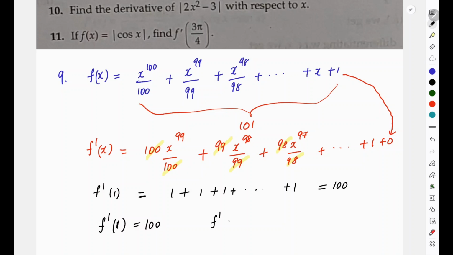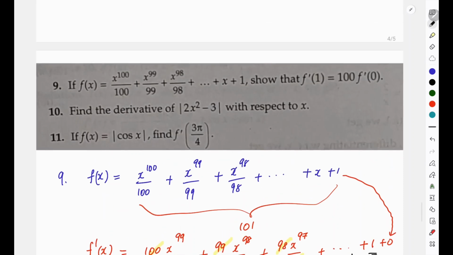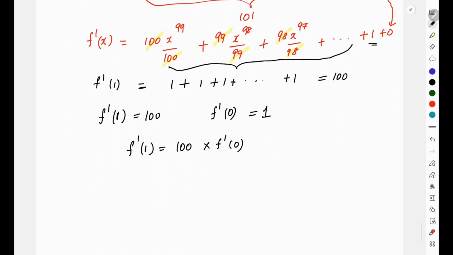What is f dash of 0? So everywhere you can give 0 till this place, but this would be 1. So f dash of 0 is 1. So I can tell that f dash of 1 is nothing but 100 times of f dash of 0. So that's the thing they're asking us to show. We have shown that.